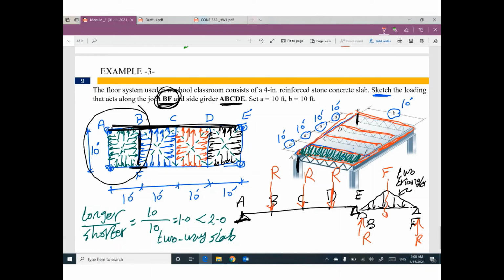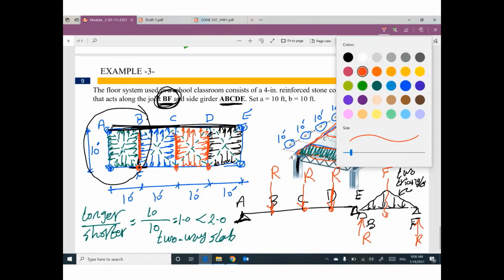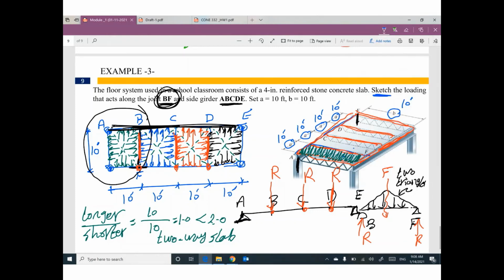Don't forget, this secondary beam is supported here. This secondary beam is supported here. This secondary beam is supported here. So we have three concentrated loads at these locations. Do you think I am done? No? We still have four triangles.